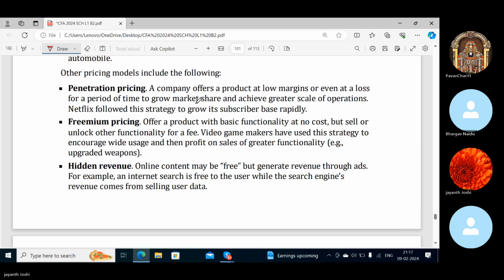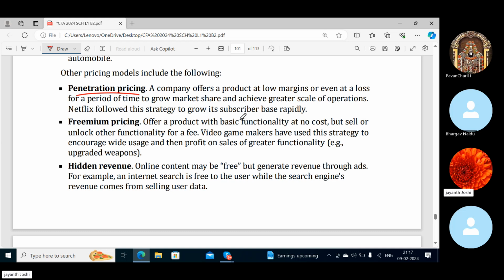Penetration pricing. If you want to enter into the market, you can fix your price very low so that you can get a lot of subscribers, and then you can increase your prices in the future. That's a secondary matter, but that's called penetration pricing. For you to grow immediately in the market, you have to do that.